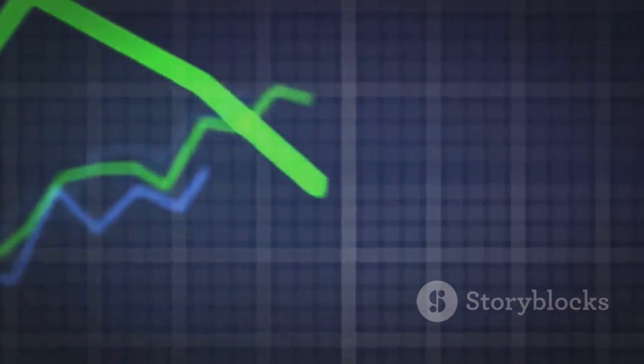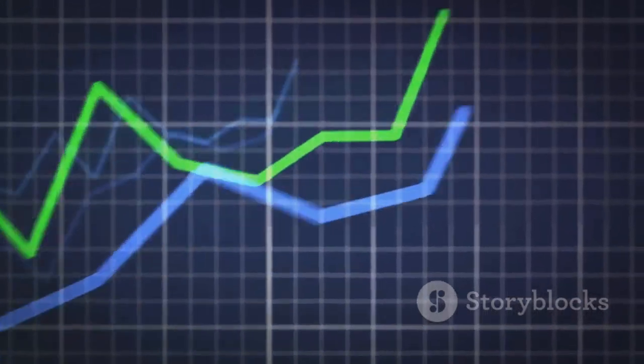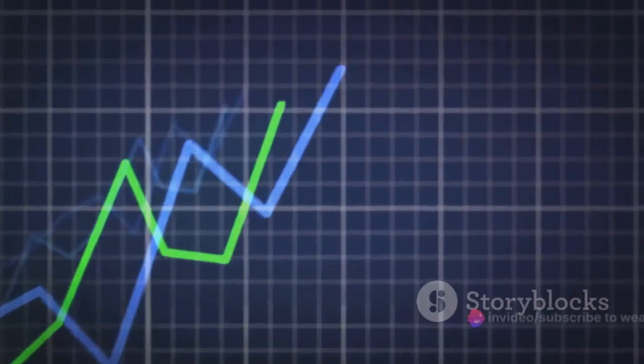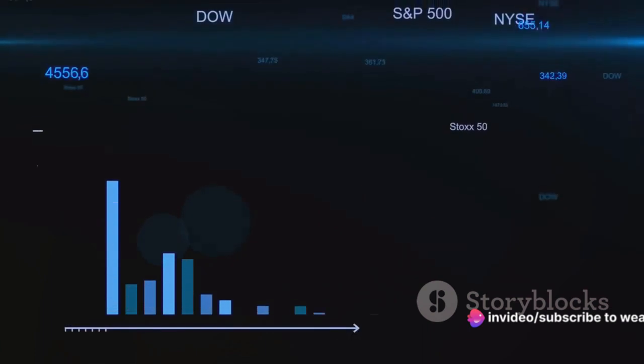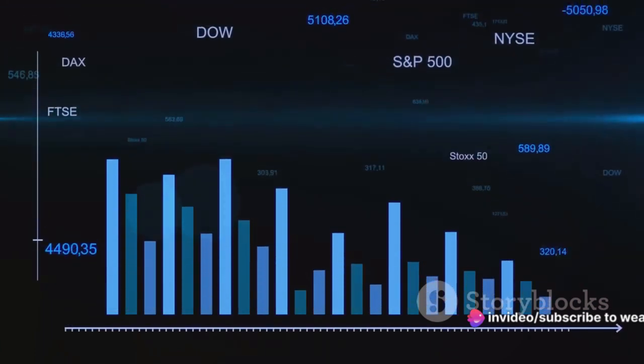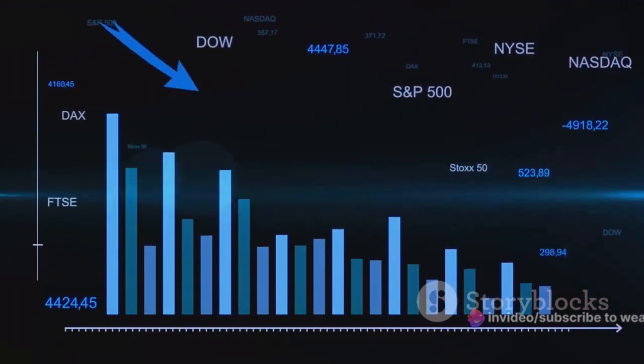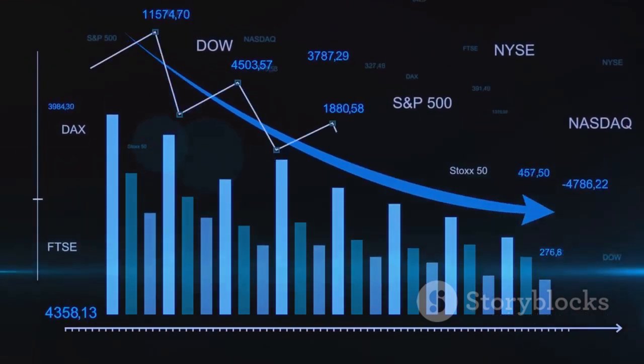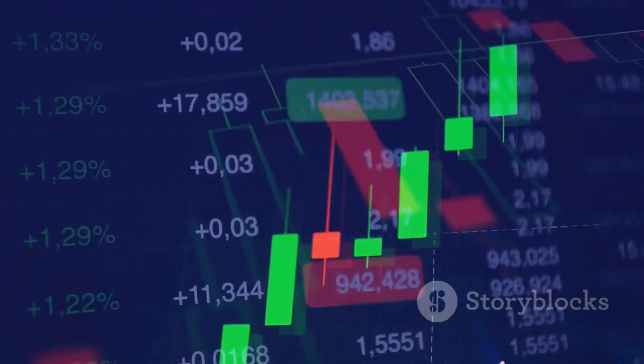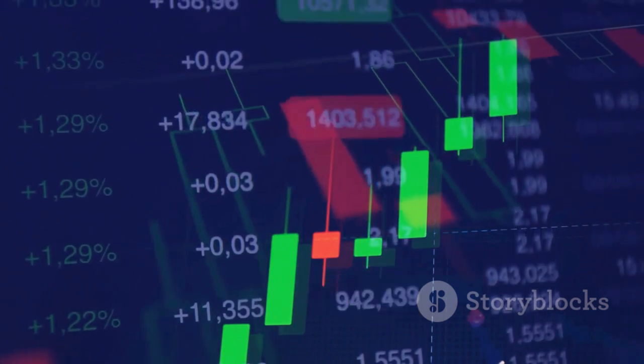It sounds complicated, but it's really quite simple. We look for a series of higher highs and higher lows for an uptrend, and lower highs and lower lows for a downtrend. And if the price is moving sideways with no clear direction, we're in a sideways or horizontal trend. But why are trends so crucial in forecasting price movements?